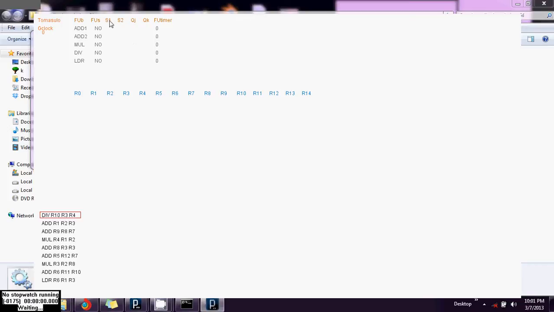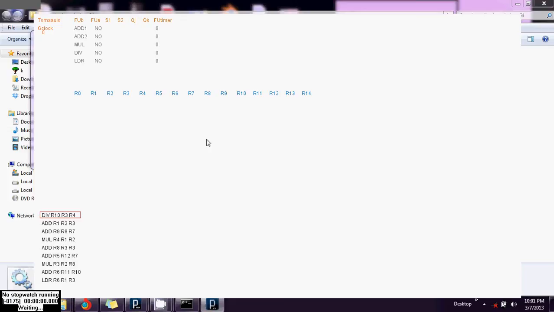And this is S1, the source to the block: S1 and S2, and Q1, QJ and QK are sources from which it will receive these registers. FU timer is the time of execution of the blocks.